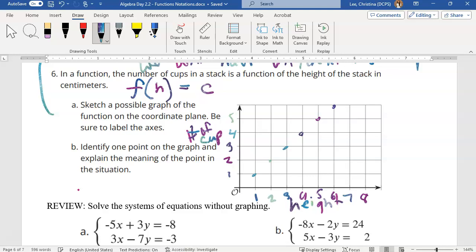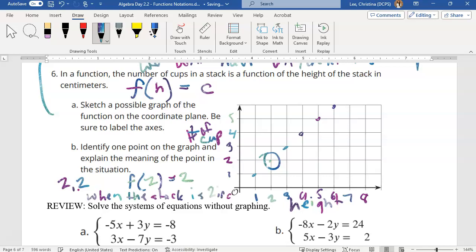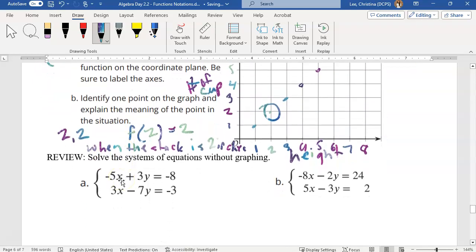It says identify one point in the graph and explain the meaning. So let's say (2, 2). We could write it as f of 2 equals 2 in function form. And that means when the stack is 2 inches, there are 2 cups stacked on top of each other.